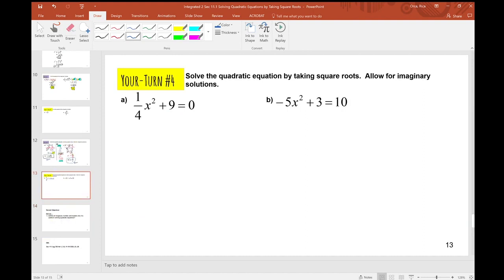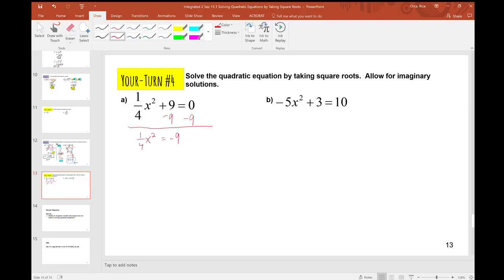Solve the quadratic equation by taking square roots and allow for imaginary solutions. In part A, we have 1/4 x squared plus 9 equals 0. Let's start off by subtracting 9 from both sides. That's going to give us 1/4 x squared is equal to negative 9.